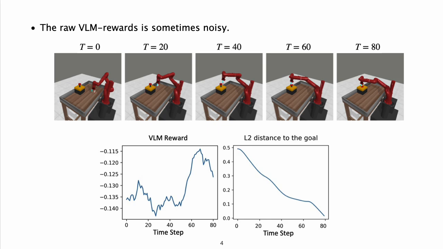We first use an example to show the raw VLM rewards could be noisy. In this example, the robot arm aims to push down the red button. An Oracle policy takes nearly 80 steps to solve this task. From the bottom left figure, we can observe that the raw VLM reward generally increases as the robot arm moves close to the button. However, there are a lot of ups and downs in the raw VLM reward curve. As a result, the noisy VLM rewards are likely to trap the RL agent in local minima.